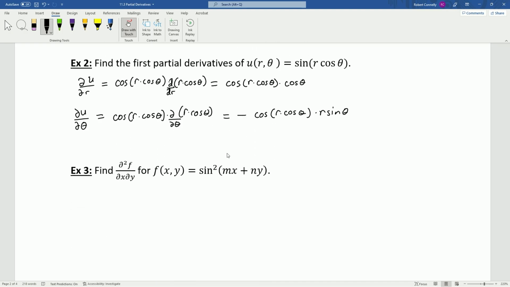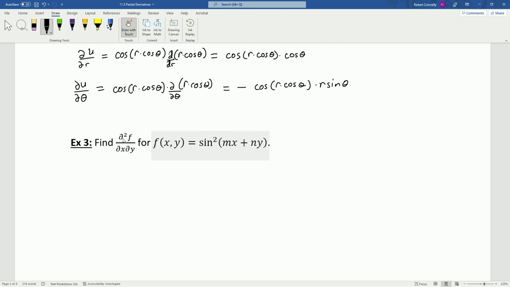All right, let's take a look at another example. This is the second derivative of f with respect to y and then x. To avoid confusion, I think it's often really helpful if you rewrite these. So the derivative with respect to x of the derivative of f with respect to y. First, we need to find the derivative of this function with respect to y.